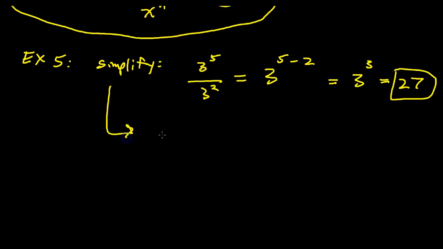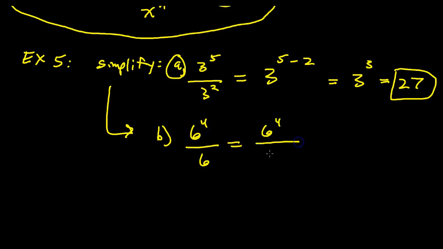The first example I did here was example 5, part A. Let's look at example 5, part B. 6 to the 4th power over 6. 6 to the 4th power in the numerator is divided by 6, and 6 is really 6 to the 1st power. We've got one factor of 6 in the denominator. I can write this as 6 to the 4 minus 1, which is 6 cubed, which is 216.